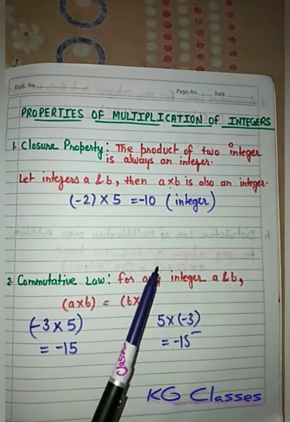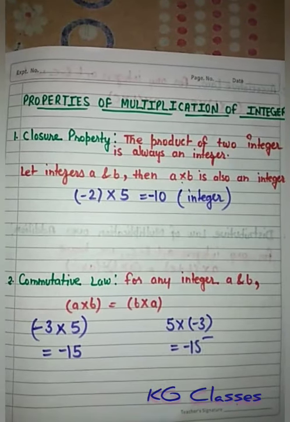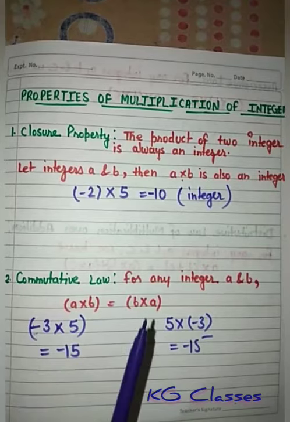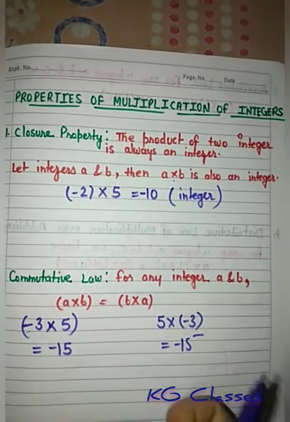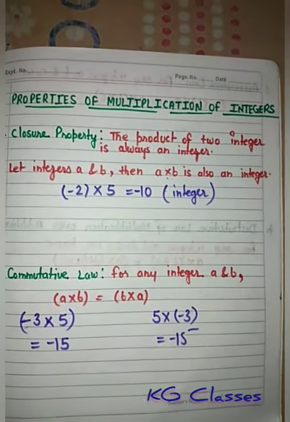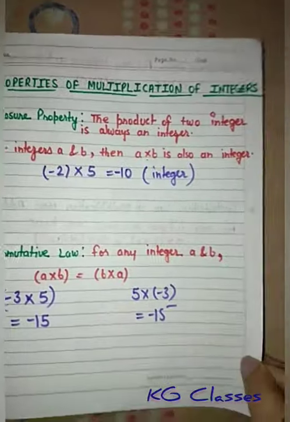For any integers a and b, we have a multiplied by b is equal to b multiplied by a. So minus 3 multiplied by 5, we will get minus 15. If we change their order, then we will get the same answer. So commutative law is also applicable in multiplication of integers.